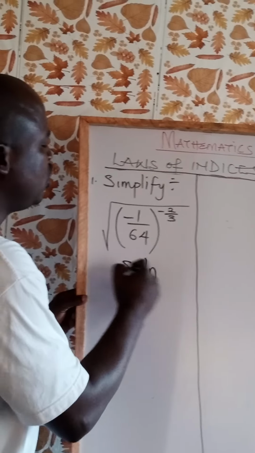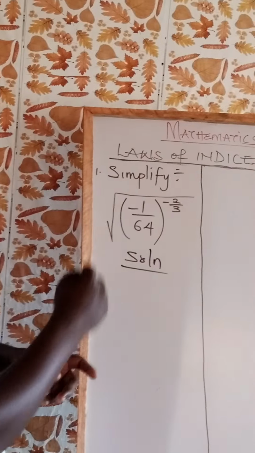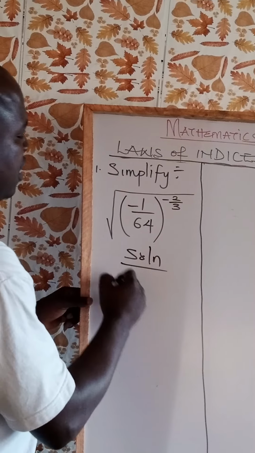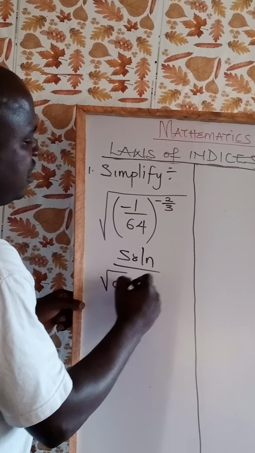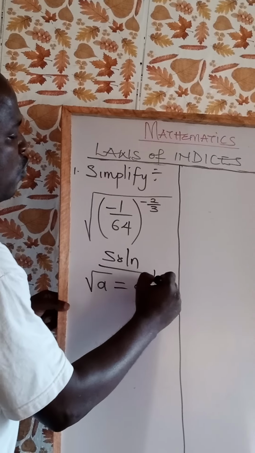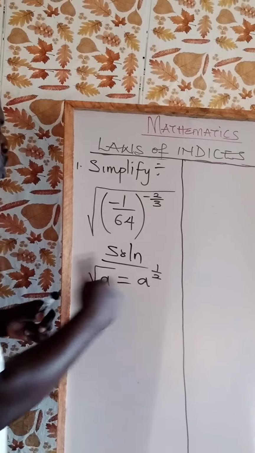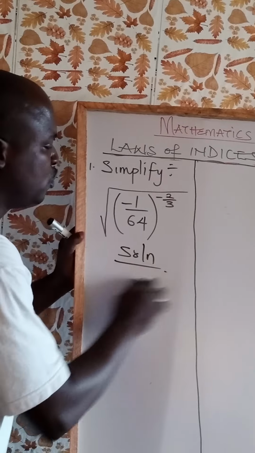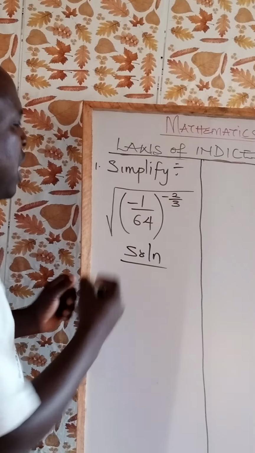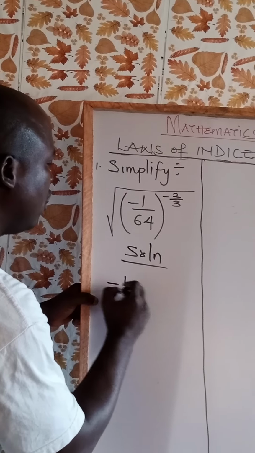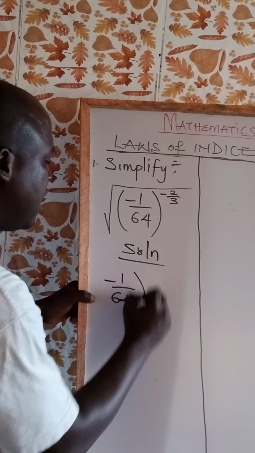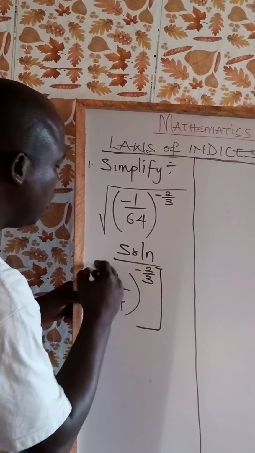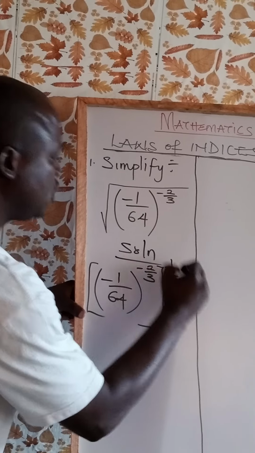The first thing we are going to do here is to remove the square root sign. Don't forget, we said the other time the square root of a is the same thing as a raised to power 1 over 2. This is what we are going to apply to solve this first. So going by that, we are going to have minus 1 all over 64, everything to the power of minus 2 all over 3, then all of them to 1 all over 2.